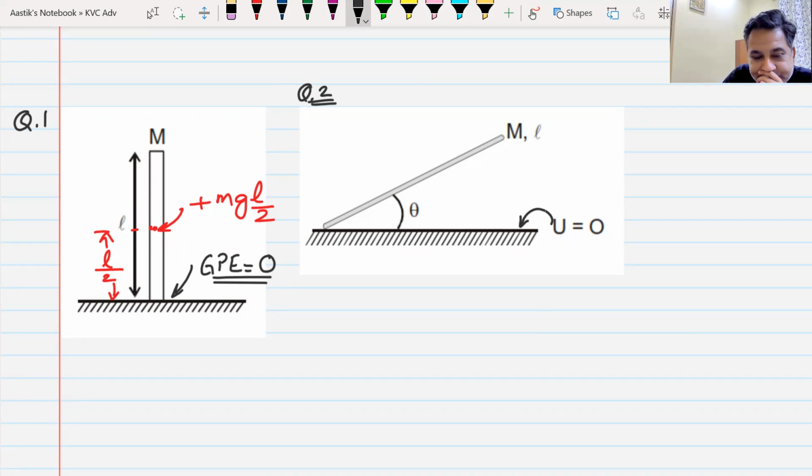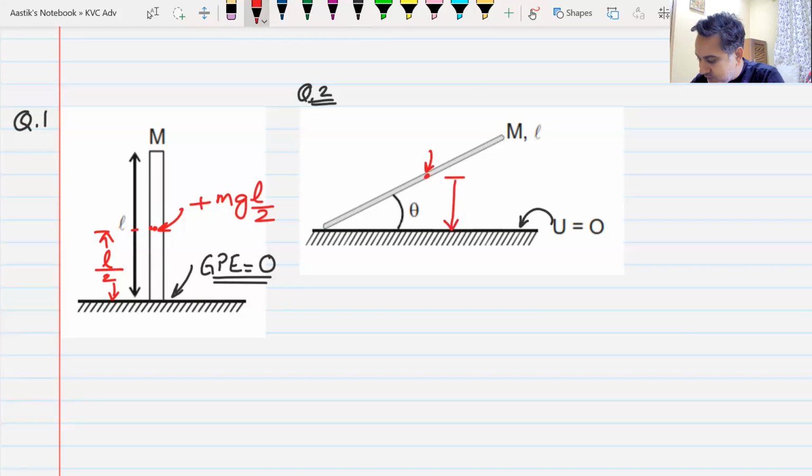Yes, mgl/2 sin theta, sir. That is correct. How did you get it? You actually locate the center of this and you just find the height of this center from ground, and that will be mgl by 2 sine theta. Do we understand this? Yes, sir.